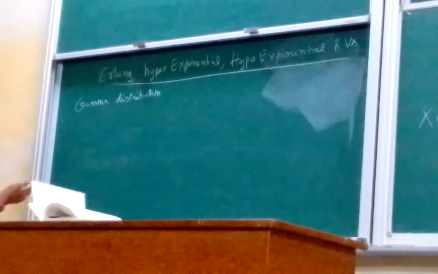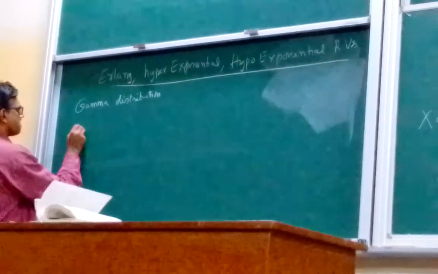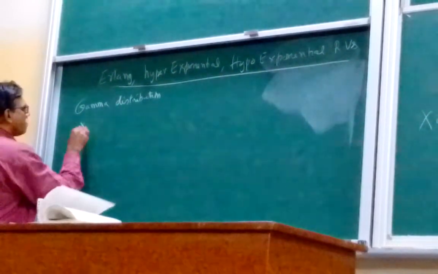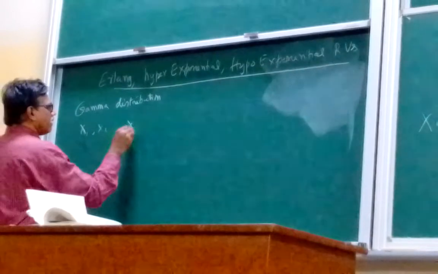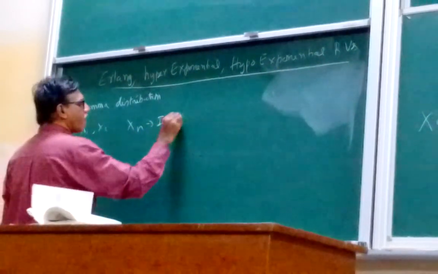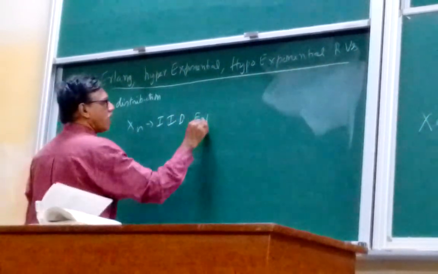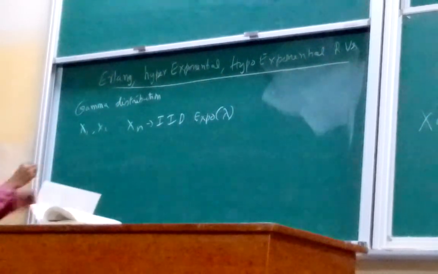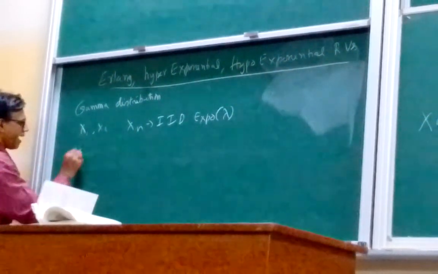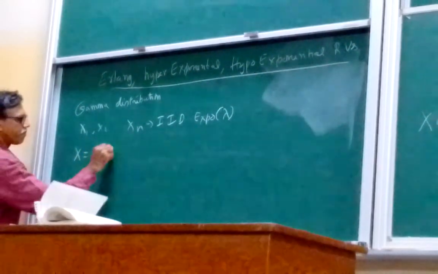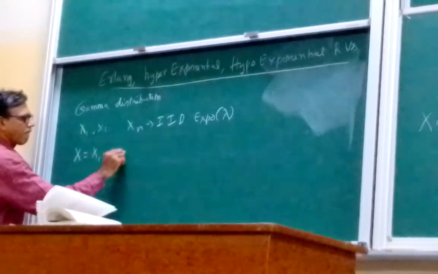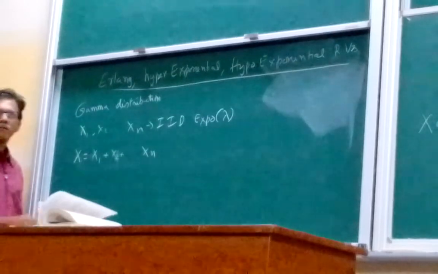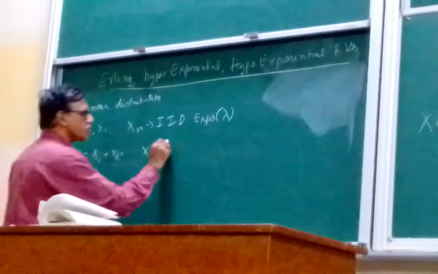So, what does it mean? We have x1, x2 to xn. They are all IID random variables with a constant parameter lambda. Then I will call x, which is the sum of x1 to xn, an Erlang distributed random variable.